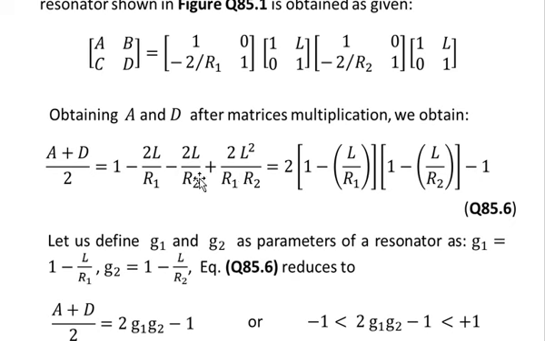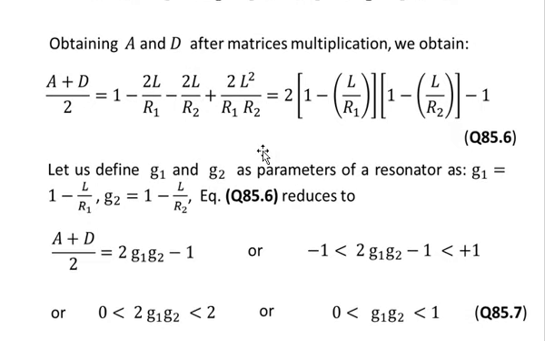So you see that I have written this in the following form: it is equal to 2 times the square bracket containing 1 minus L over R1 and another square bracket containing 1 minus L over R2, and then 1 is subtracted from the product. So this is A plus D divided by 2.